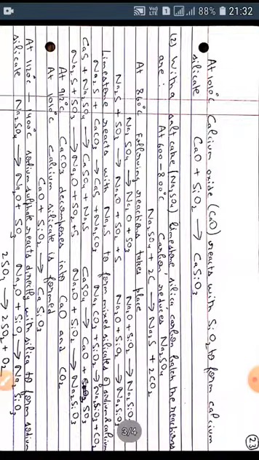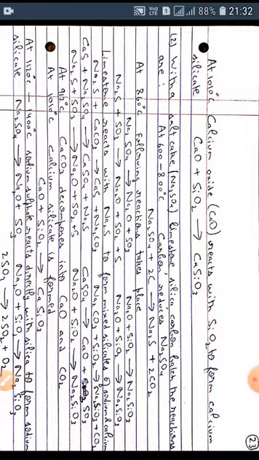At a temperature of 900 to 960 degrees centigrade, calcium carbonate decomposes into calcium oxide and carbon dioxide. At a temperature of 1010 degrees centigrade, calcium oxide reacts with silicon oxide, SiO2, to form calcium silicate. The reaction occurs as follows: CaO plus SiO2 gives CaSiO3.